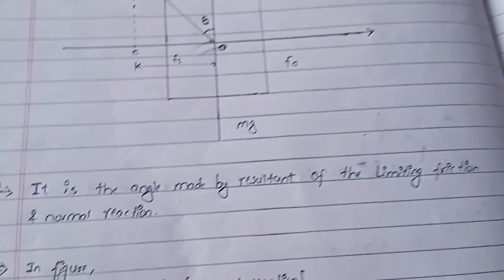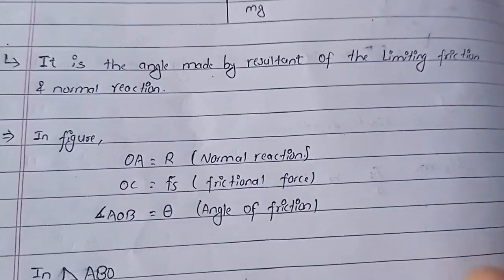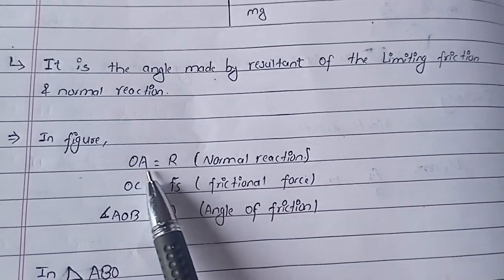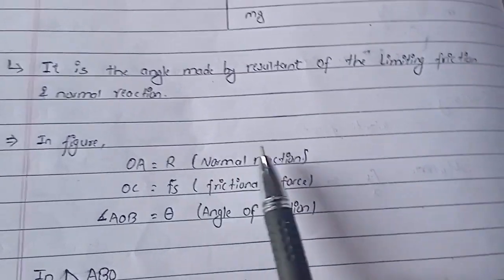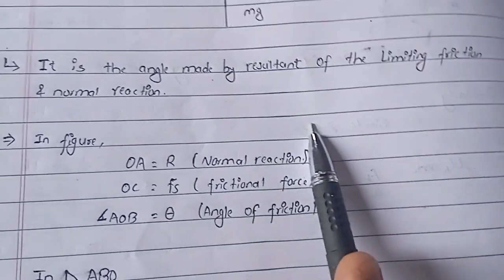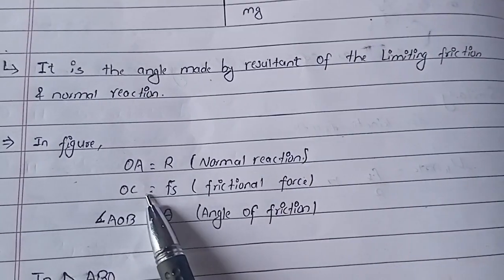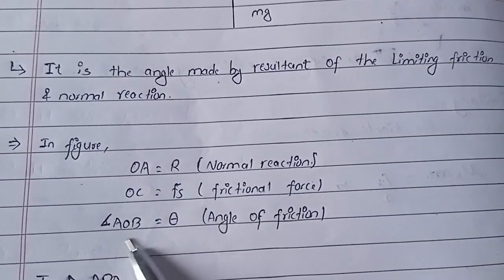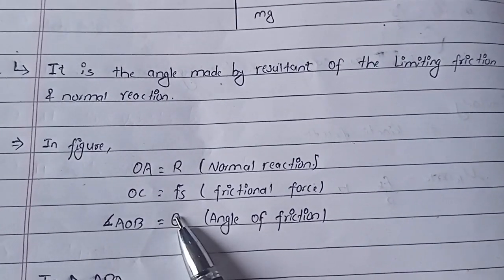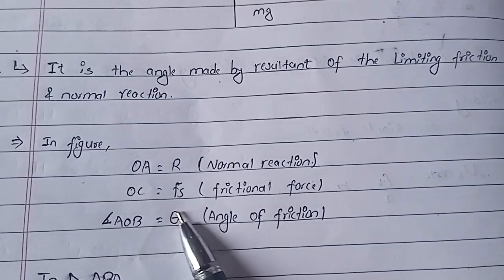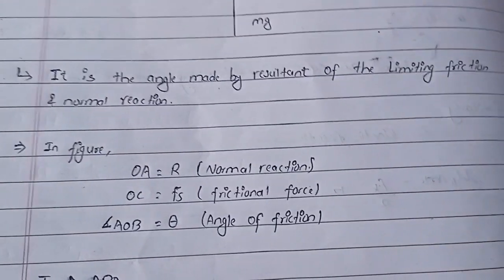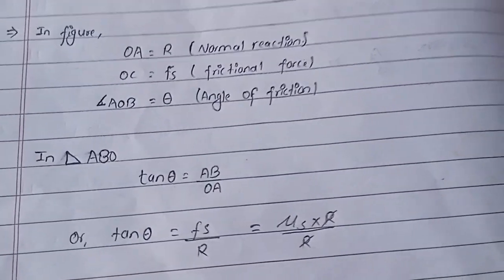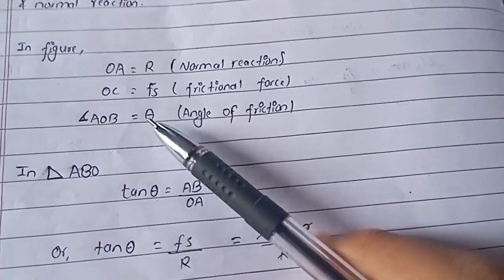So it is easy, guys. Let's go to the figure and revise it. In the figure, OA is equal to R, which means normal reaction. OC means Fs, the frictional force. Angle AOB is equal to theta, the angle of friction. This we should have in this topic. We should mostly learn these: R, Fs, and theta. These are the important ones.